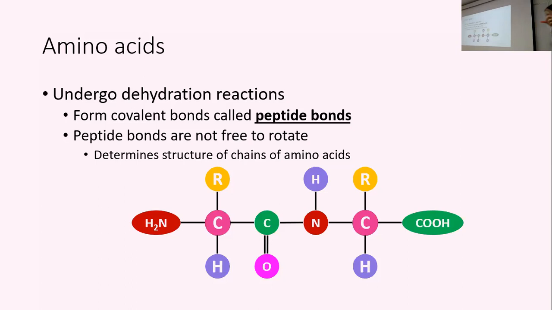So when two are double bonded, so it's this bond. So it's a single bond, but just because of the way carbon and nitrogen bond here, this single bond cannot rotate.